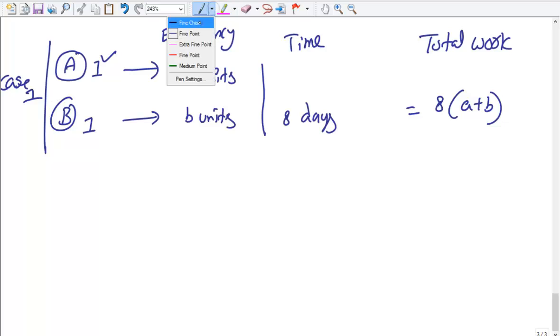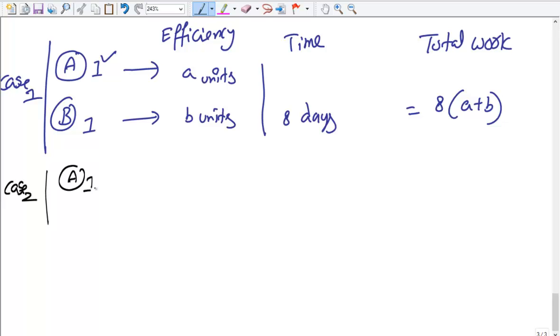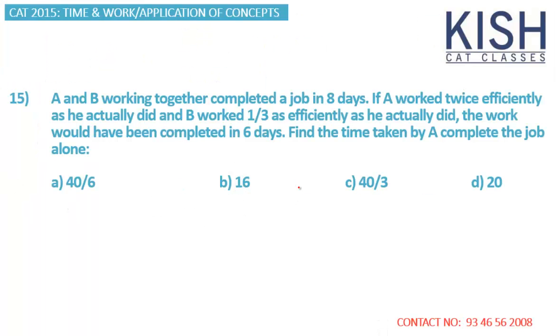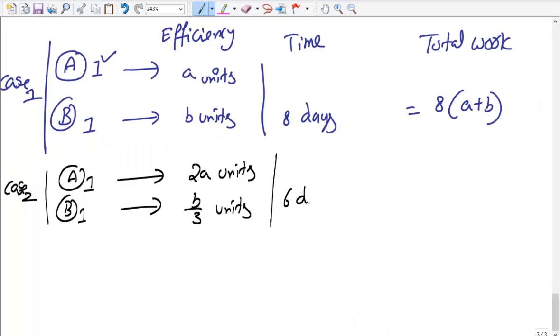Now what is given in case 2? That's what you need to understand. We have got the second case. Now A is the only one person, but his efficiency is twice, that is 2A units. And B is also available, but his efficiency is down, it's B by 3 units a day. And then they finish the work in exactly 6 days. So it means the combined work must be 6 times the sum of the efficiencies. This is 100% and this is also 100%. Now we can equate these two.